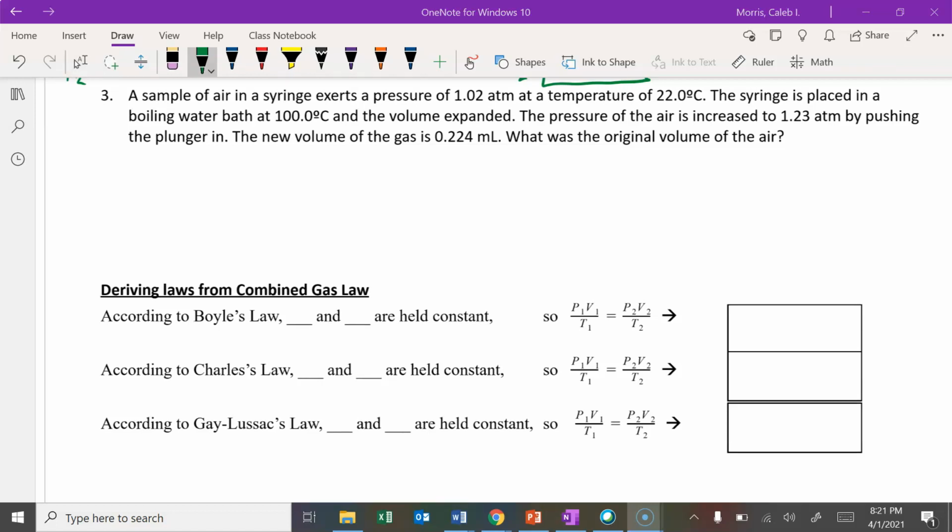All right, it tells us a sample of air in a syringe exerts a pressure of 1.02 atmospheres at a temperature of 22.0 degrees Celsius. The syringe is placed in a boiling water bath at 100.0 degrees Celsius, so our temperature will change to 100 degrees Celsius, and the volume expanded. The pressure of the air is increased to 1.23 atmospheres by pushing the plunger in. The new volume is 0.224 milliliters. What was the original volume of the air? Now this sounds kind of tricky. Original volume, that's V1. So we need to recognize we're looking for V1.